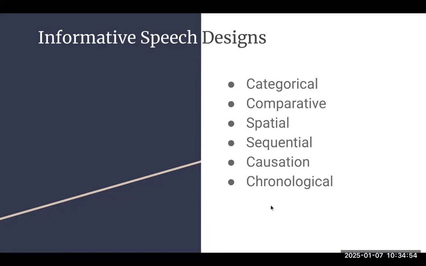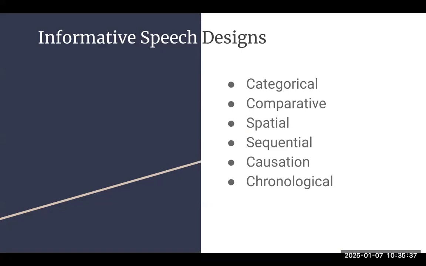With the designs, you can have multiple designs. You just need to choose the ones that will fit your topic and the type of speech you're giving so that this will help you figure out how to approach helping the audience know about your topic. There's the categorical design, and that's where you organize information into categories. Then there's the comparative design. That is where you organize information into something versus something else. You're comparing two or more things to each other.